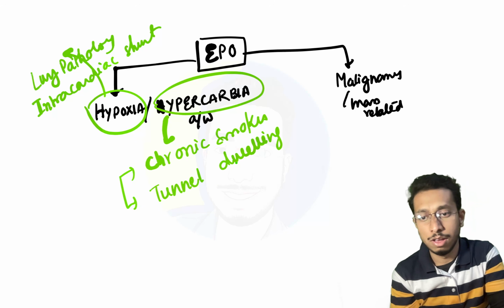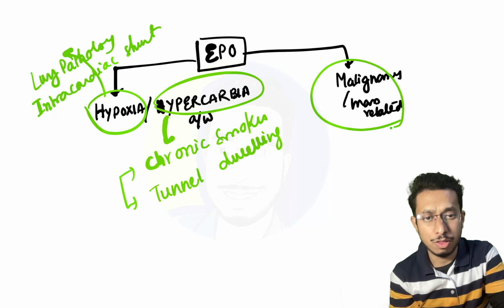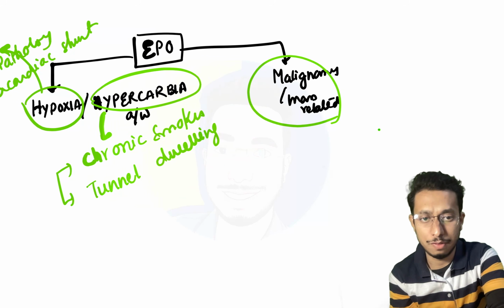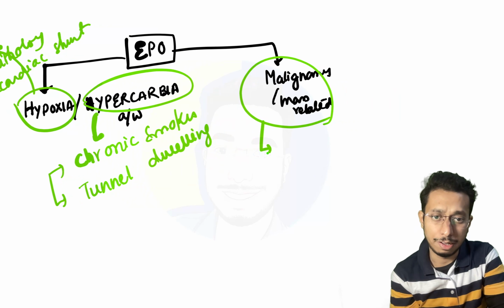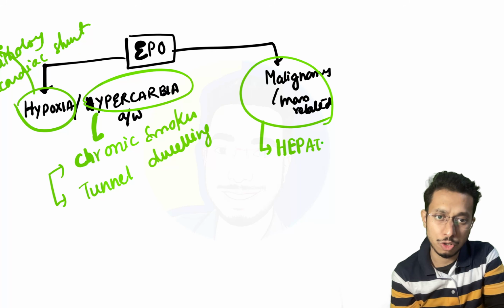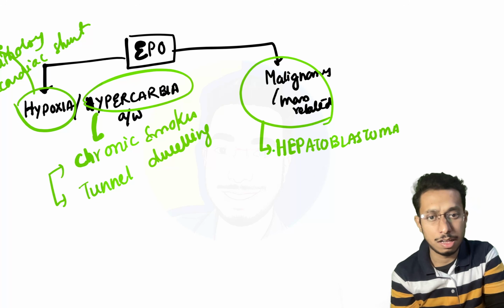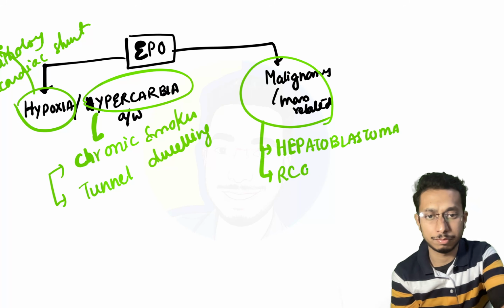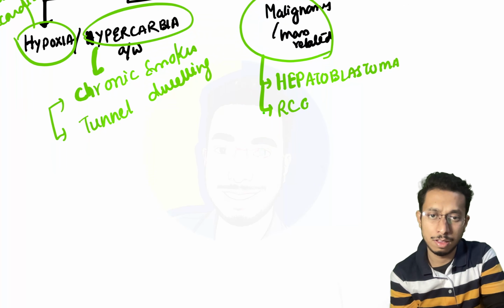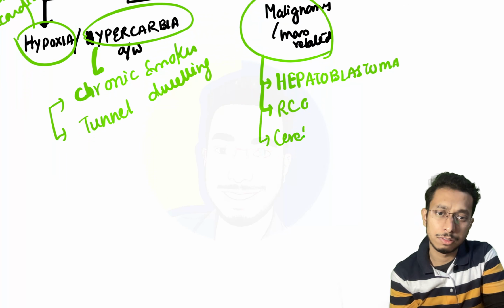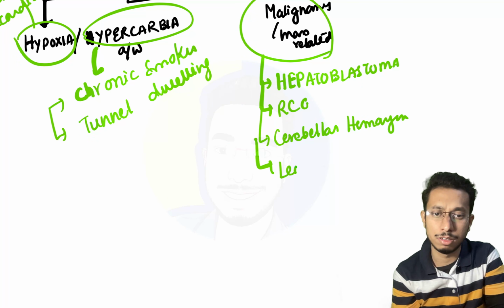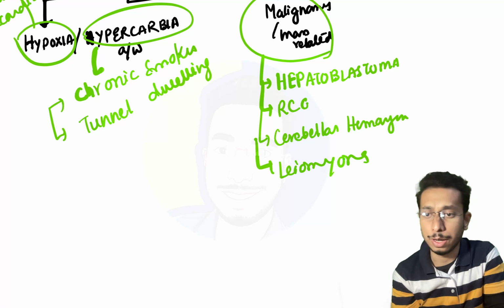All right. Okay. So among malignancies, which are the important ones associated with an increase in the erythropoietin level? The ones associated with increased erythropoietin level are hepatoblastoma, renal cell carcinoma, cerebellar hemangioma, and leiomyoma. Okay, so let's get back to the Harrison chart.